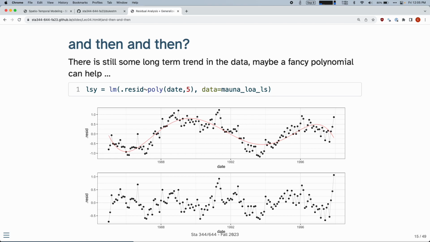So let's put in polynomial rank 5. Again, you could use this as a tuning thing, trying different ones and seeing how I go. I'm just picking a number to come up with something. So, better. There is still structure here, but there's not a lot of it. It's a lot better than where we started from.